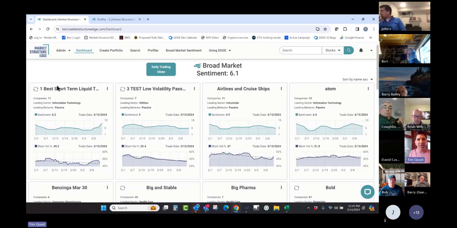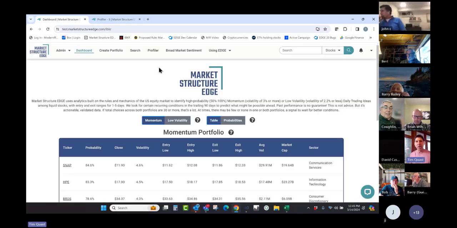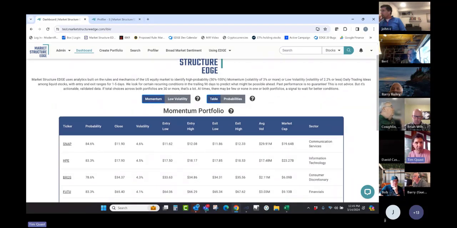And in the test environment, these portfolios are different, so ignore that for the moment. This is for developing code and deploying it and testing it. But it will be at the top of your dashboard, and you can click that, and it will take you to the views that we have developed for momentum and low volatility. And I just want to walk you through these things very quickly.